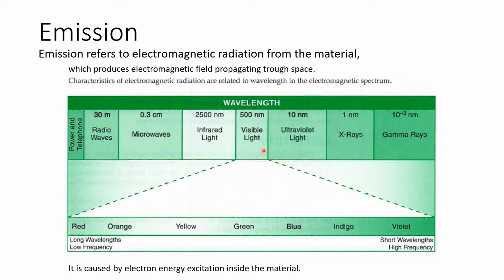Alright, so the next one is emission. Emission is a different property. Emission refers to electromagnetic radiation. So electric, this is magnet, and there is radiation. Radiation means something coming out of a body or an object. Right now we're using the word material, so electromagnetic radiation from some materials.